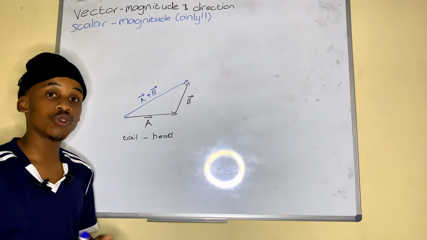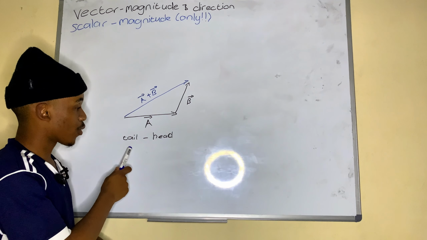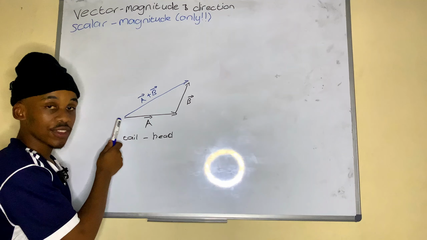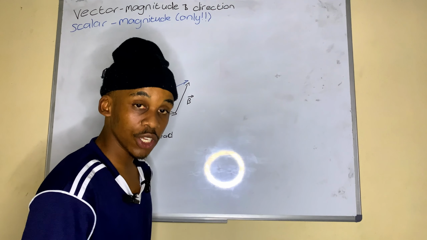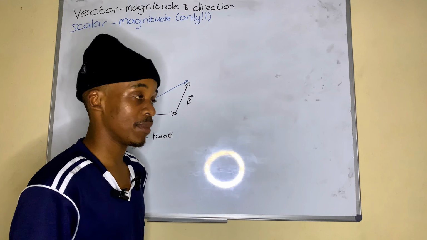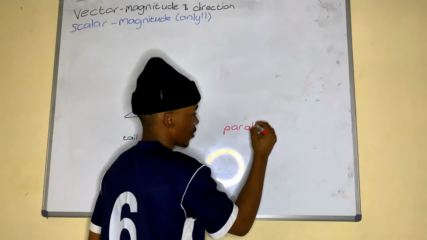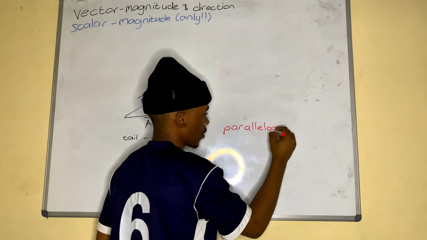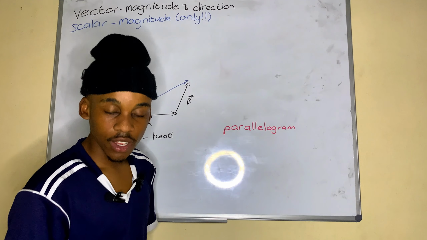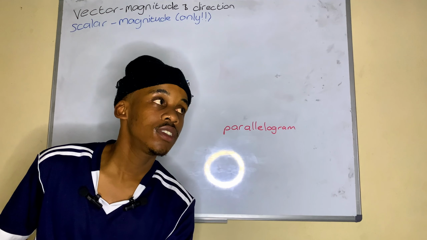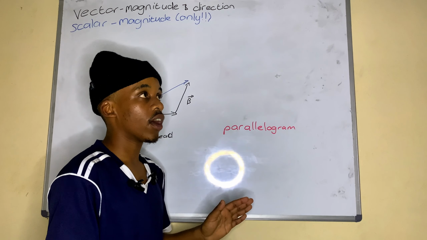To repeat what I've just said, this is known as the tail to head method, that spans from the tail of the first vector to the head of the second vector. Another method that we can use is known as the parallelogram method. And this method is used when vectors are acting in directions that are away from each other.